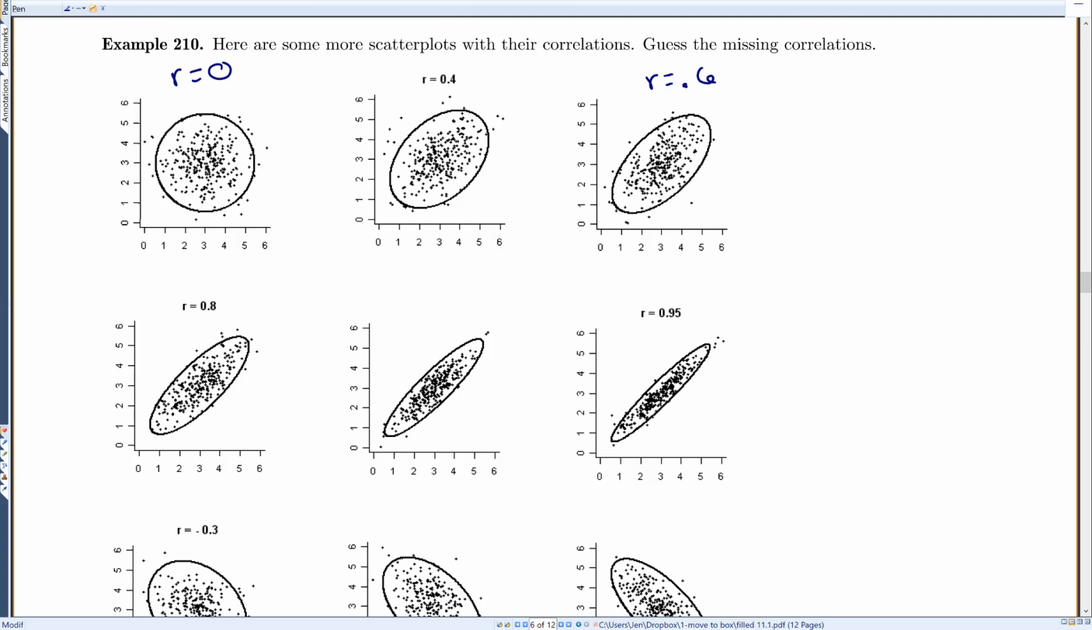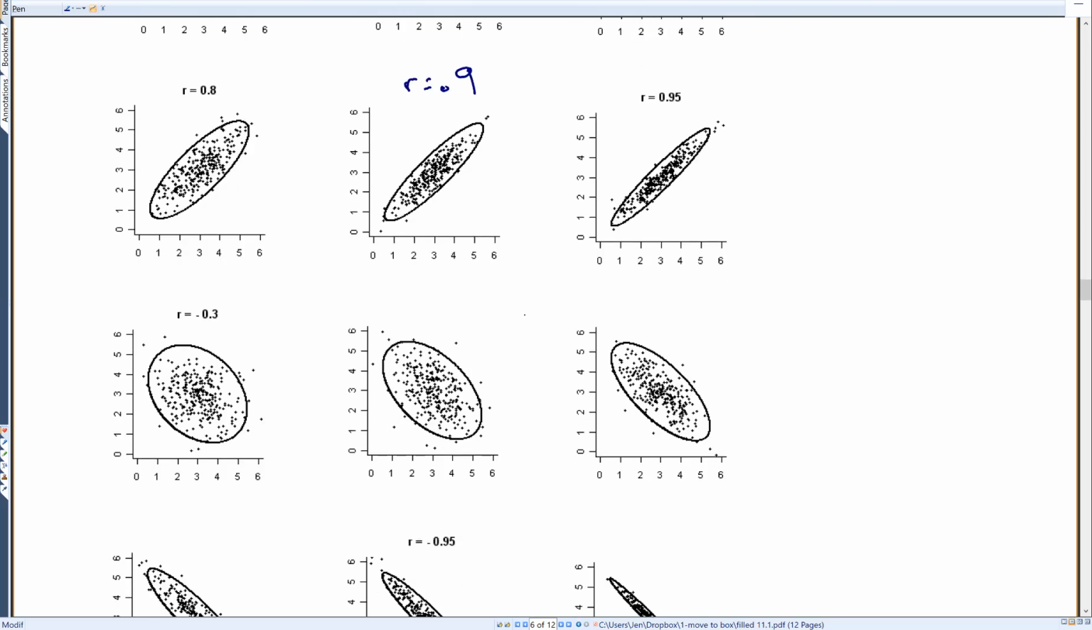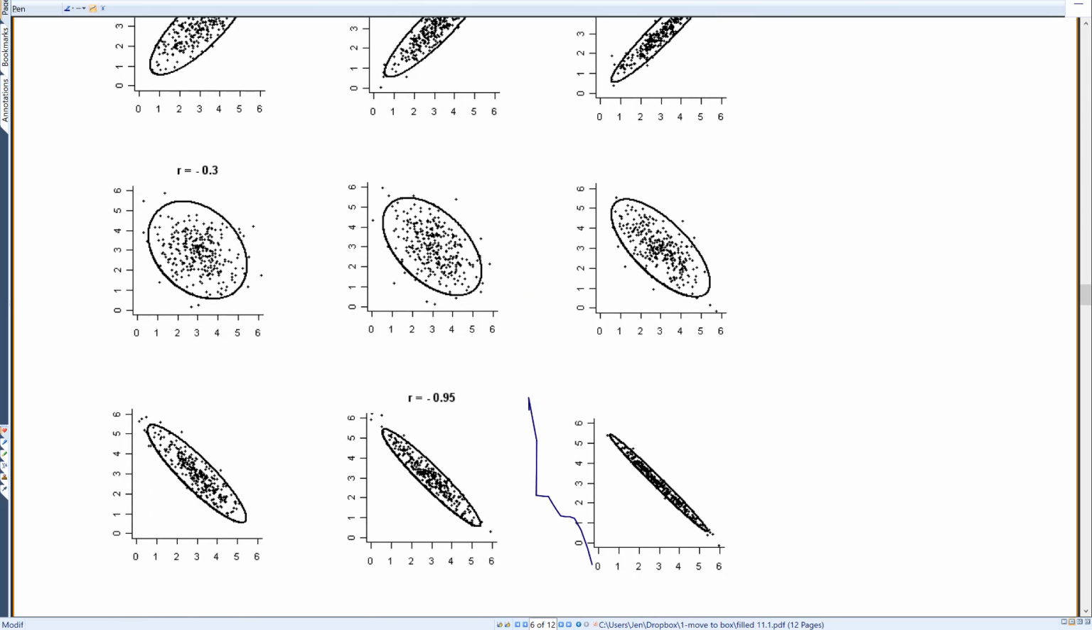So here's one that has 0.8. Here's one that has 0.95. So at 0.8, our football's getting fairly skinny, but our points still aren't just on the line. Okay, here's at 0.95. We're getting really close to the line. This correlation happens to be 0.9. Okay. Now let's try some negative ones. So this is a negative 0.3. So our points are pretty loosely scattered here.